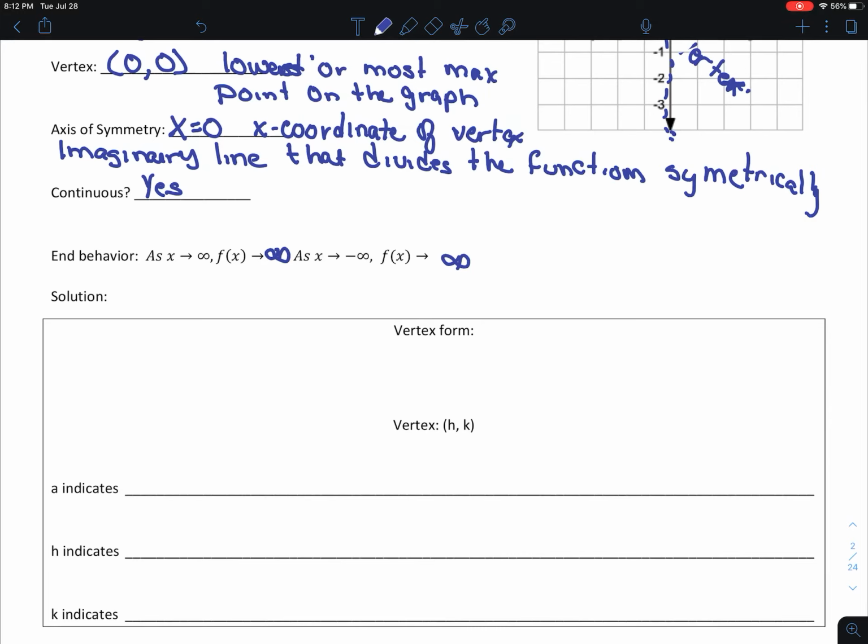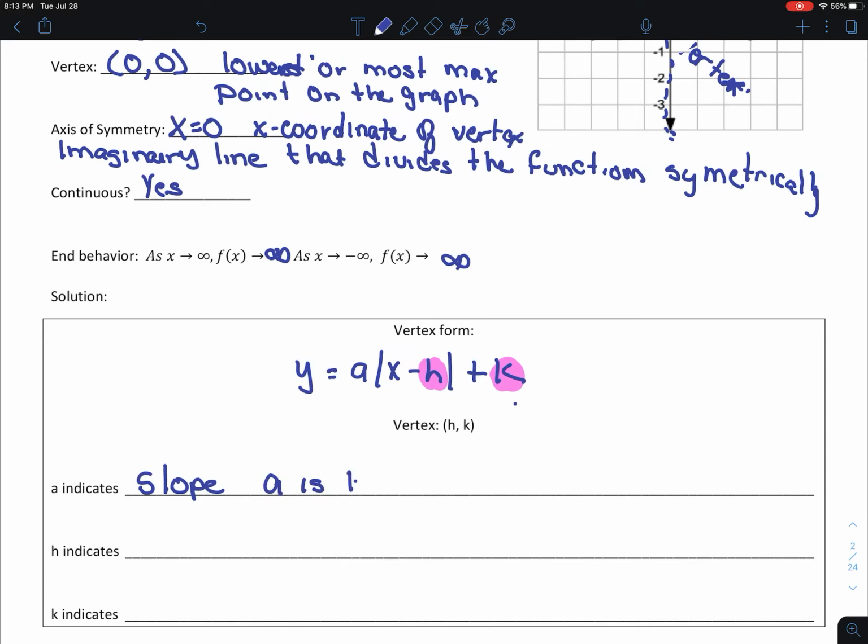Okay, vertex form. Vertex form is another way of writing the function. And vertex form looks like this: y equals a times the absolute value of x minus h, plus k. And our vertex is going to be given by (h, k). That's our vertex. It's the opposite of what's inside the absolute value and then the value that's being added. The a indicates the slope.